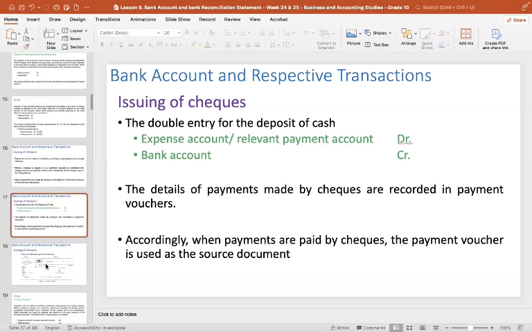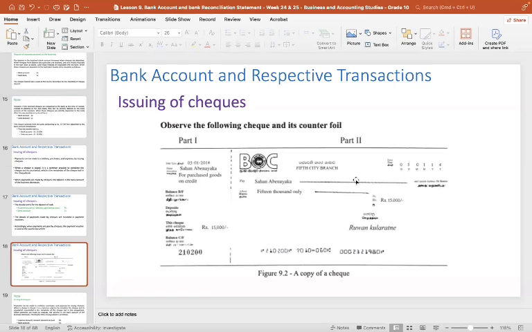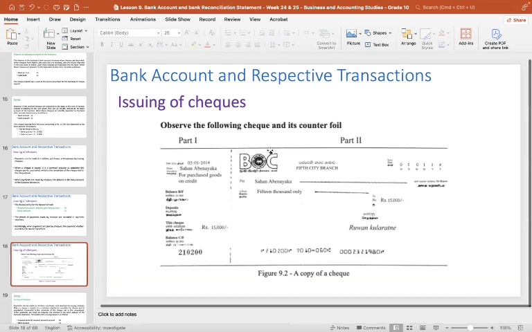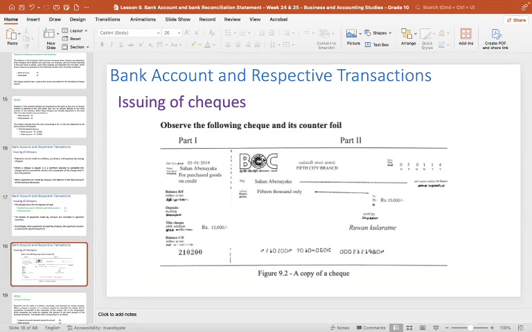Okay. Now this is the image of a check and its counterfoil. If you look at this, this is a check issued by a bank in Sri Lanka. Here they record the bank, and here you record the branch, and here you have the date and to whom you have issued the check. Now here they have issued the check to Sahan Abenayaka.